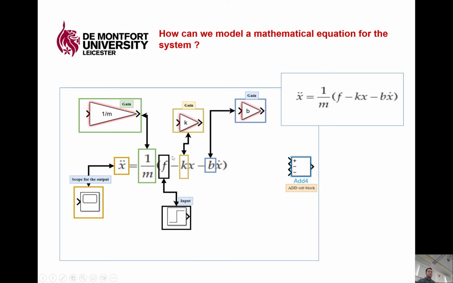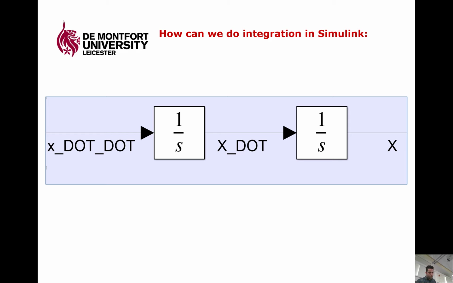So in terms of integration, we have a block and we want to have an input, for example acceleration. We are inputting acceleration. How can I get the velocity, or even the displacement, from the acceleration? We can do some integration, and there is an integration block in Simulink. Life is super easy in Simulink. You don't need to do anything.